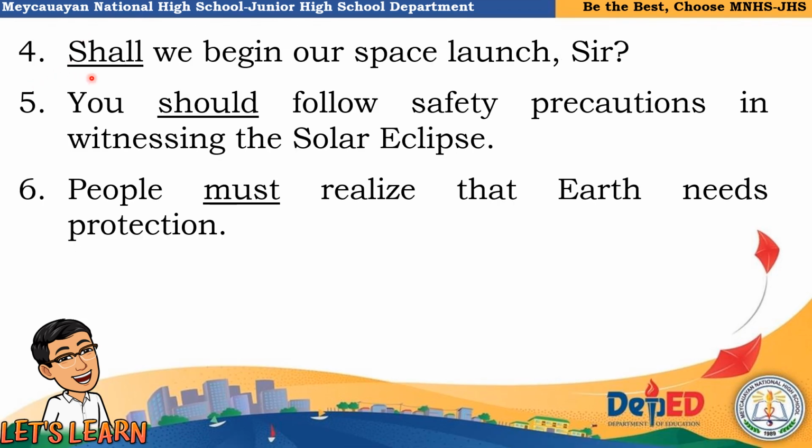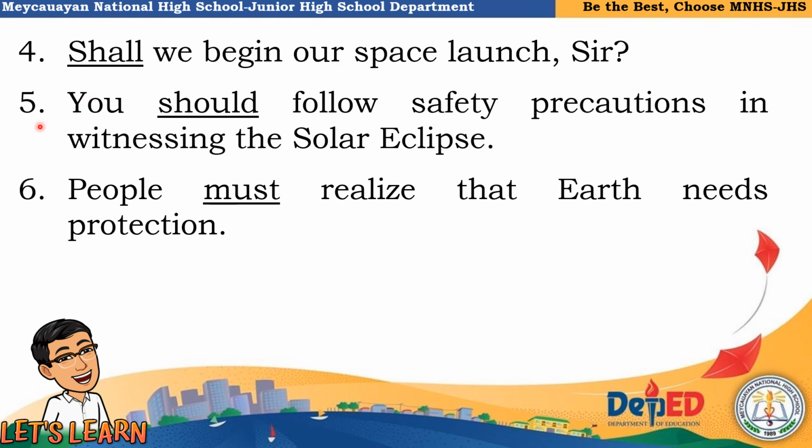Number 4, shall we begin our space launch, sir? Number 5, you should follow safety precautions in witnessing the solar eclipse. Number 6, we must realize that Earth needs protection. In number 4, we use shall because it is a formal way of asking permission in beginning the space launch.